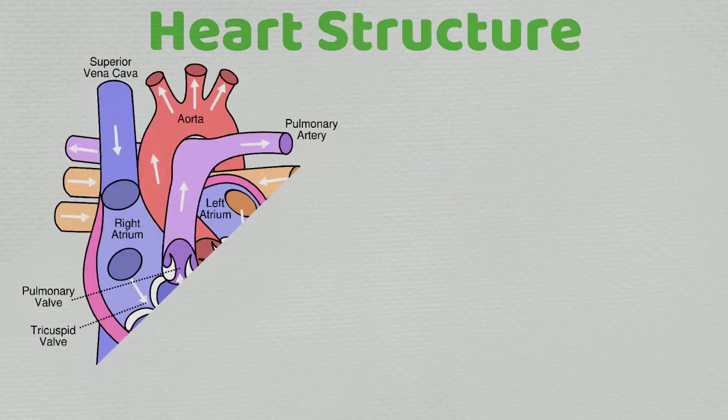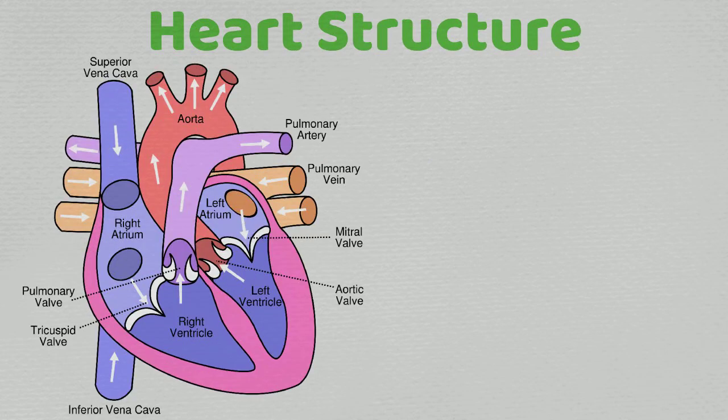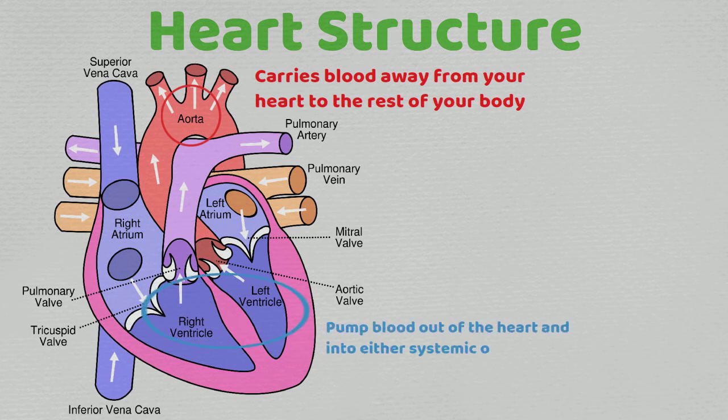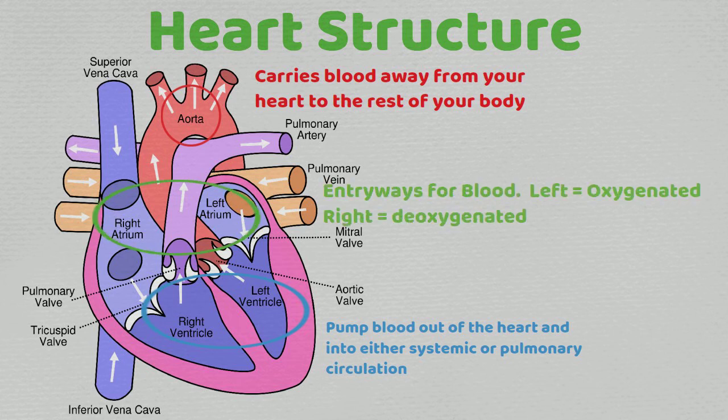So let's have a look at what the heart consists of. The heart consists of four parts, the first being the aorta, which carries blood away from your heart to the rest of the body. You then have your ventricles, which pump blood out of the heart into either the systemic or pulmonary circulation. The right ventricle goes into the pulmonary artery, while the left ventricle pumps into the aorta. We have the atrium, which is the entryway for the blood. Left is oxygenated blood, while the right is deoxygenated blood.